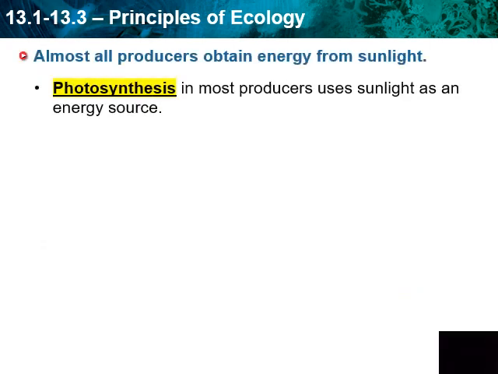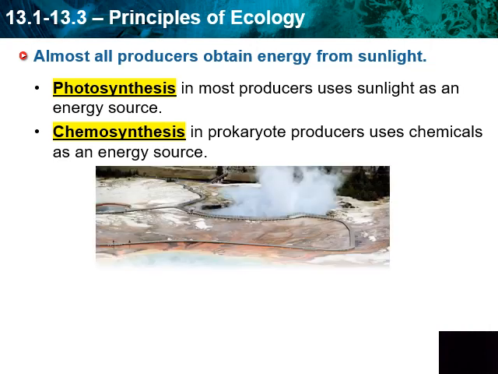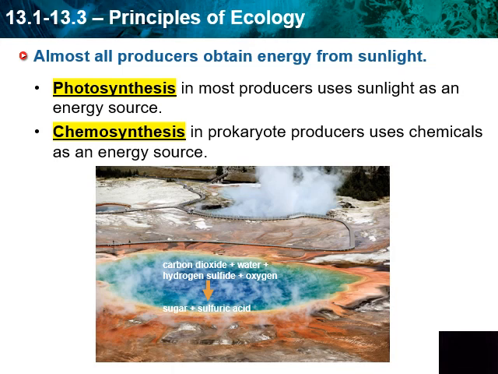Now, almost all producers obtain energy from the sun. So they do photosynthesis. We learned about photosynthesis already. So photosynthesis in most producers uses sunlight as an energy source. Now we also have some producers that do not get sunlight. They never see the sun. And so they do another process called chemosynthesis, where they use chemicals as an energy source.